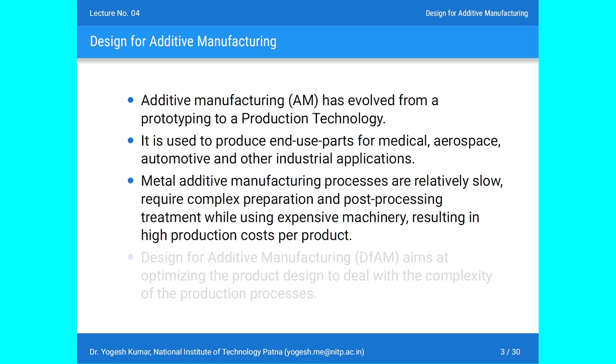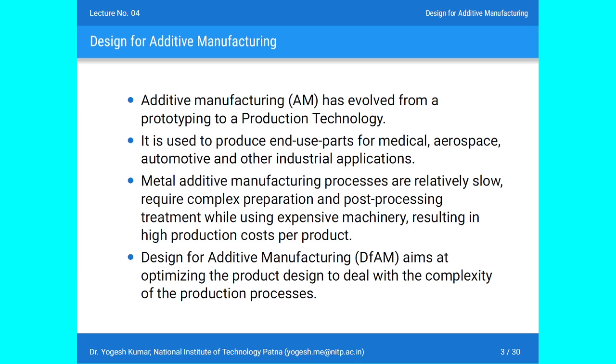Talking about metal additive manufacturing processes, these processes are relatively slow. These require complex preparation and complex post processing treatment also. And because the process is slow and requires complex preparation as well as post processing treatment, this becomes expensive. The cost per product in the case of metal additive manufacturing becomes high, or the cost of product increases.